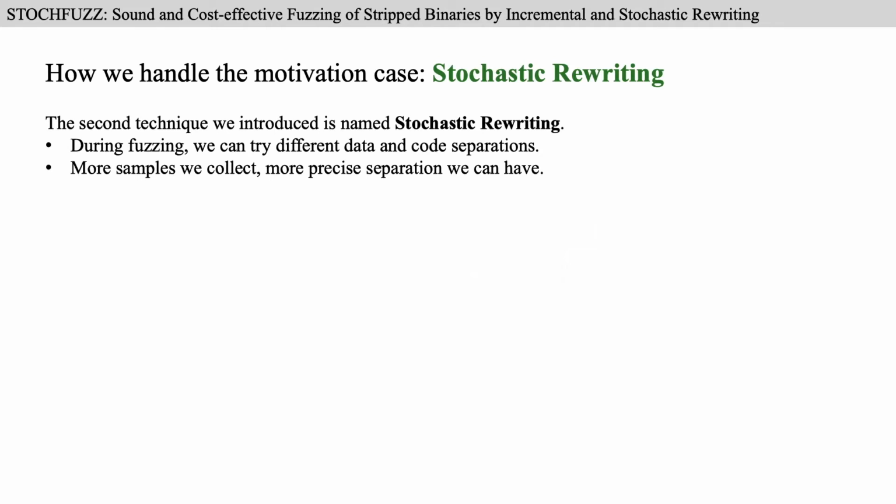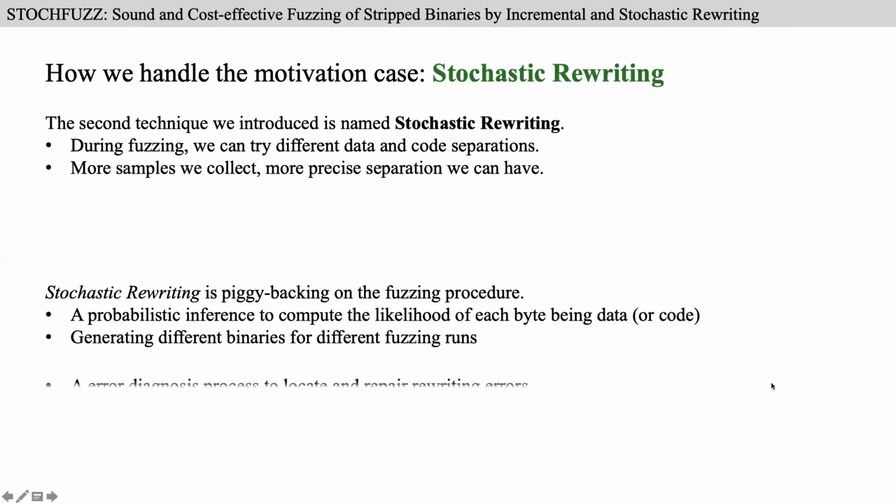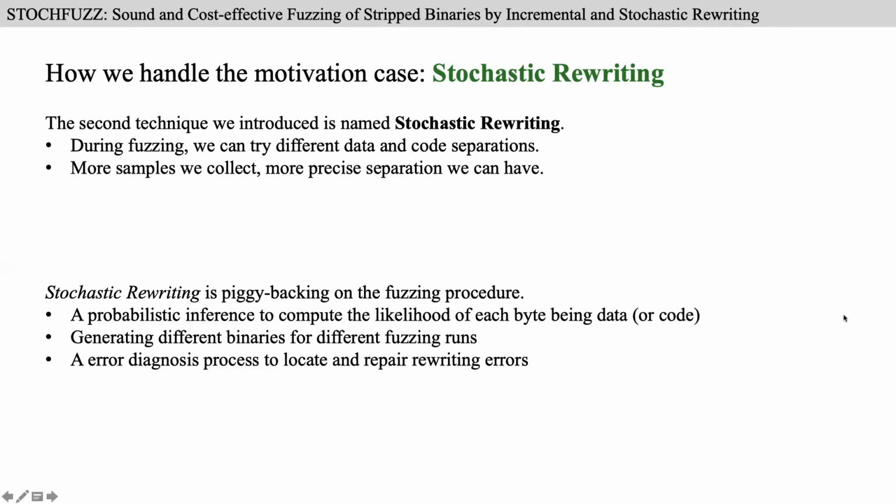As fuzzing provides a large number of opportunities for trial and error, we can try different data and code separations, which leads to different binaries for different fuzzing runs. Over time, a large number of samples can be collected, allowing us to achieve precise separation and correct rewriting. Stochastic rewriting is piggybacking on the fuzzing procedure. It is enabled by a probabilistic analysis for code and data separation. It will generate different binaries for different fuzzing runs. It can also locate and repair rewriting errors on the fly.